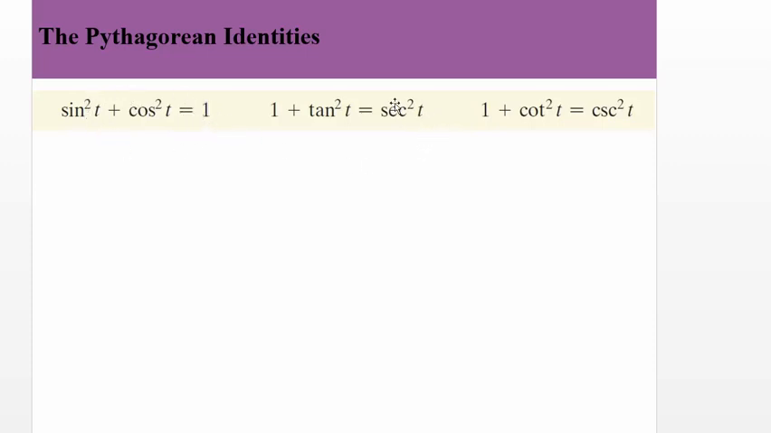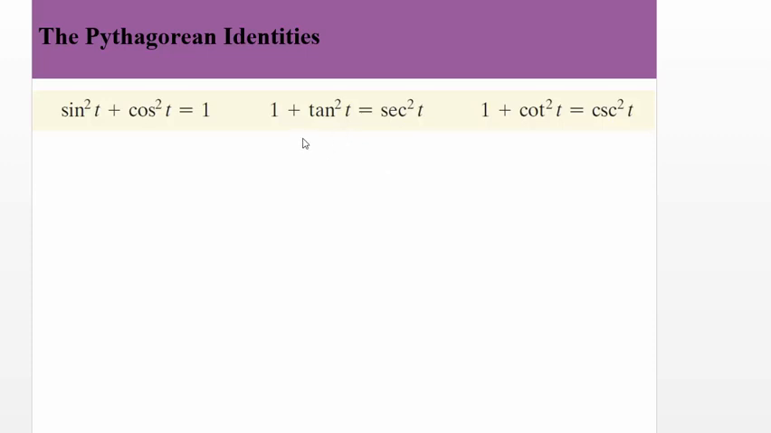And then over here, these other two stem from that. So 1 plus the tangent squared of t equals the secant squared of t. And 1 plus the cotangent squared of t equals the cosecant squared of t. All right, so I kind of remember cotan and cosecant, and these will become very important when we start verifying identities and doing a lot of things with identities later in the course.